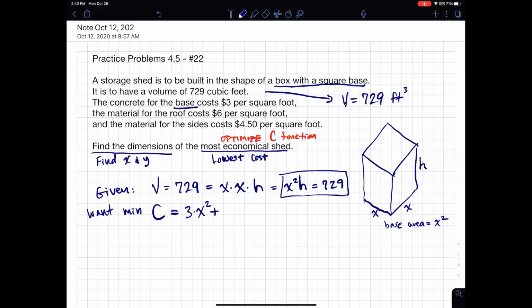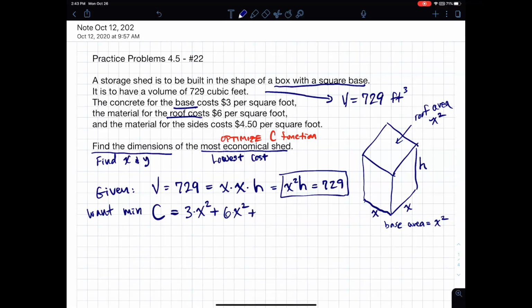So then it says the materials for the roof is $6 per square foot. And the roof here is also going to be x squared because the roof square matches the base square. But the price is higher up there, so we're going to add $6 times x squared for the cost of the roof.